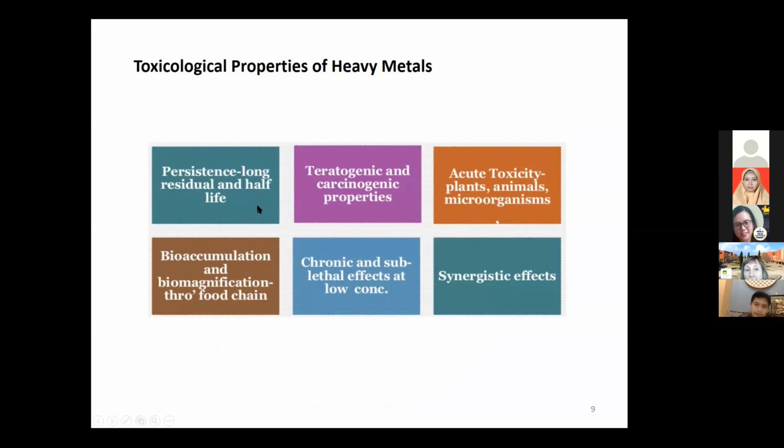They are very persistent. They persist in the environment, in the ecosystems, for a long time. They can bioaccumulate and can biomagnify in the food chain. They can produce chronic and sublethal effects at low concentrations. They can induce acute toxicity in plants, animals, microorganisms, and algae. Some of them can have synergistic effects, and they can have teratogenic and carcinogenic properties.